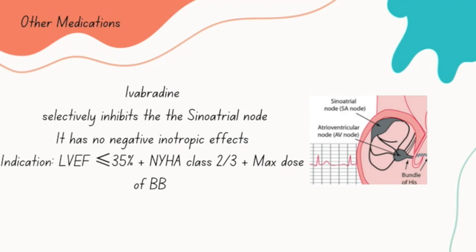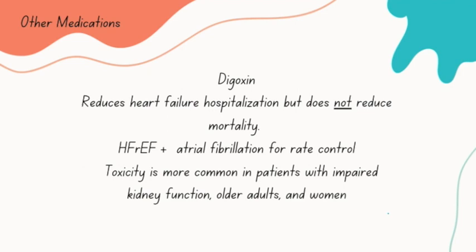Other medications. Digoxin. It reduces heart failure hospitalization, but does not reduce mortality. It will not make you live longer. So if something does not reduce mortality and something else reduces mortality, which one should I use? The one that reduces mortality. If you have heart failure, you want to live longer because heart failure itself decreases your life expectancy. For heart failure with reduced ejection fraction and AFib, digoxin is the way to go. Digoxin reduces the risk of heart failure hospitalization but does not reduce mortality, very important. It's best given for patients with AFib because it also controls the heart rate.